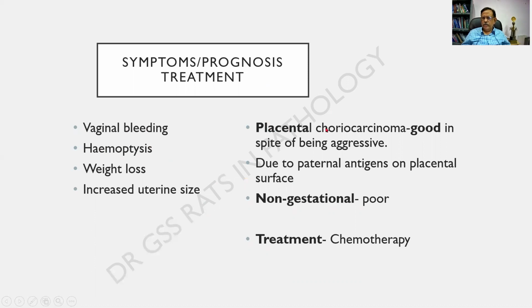The placental type has a good prognosis in spite of it being aggressive. So when you give chemotherapy, it undergoes a remission. And the treatment is chemotherapy itself. And it is due to the paternal antigens on the placental surface that you have a better prognosis in this type. In the testis and the ovary, they carry a poor prognosis.